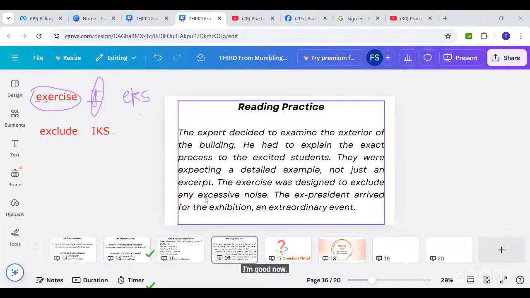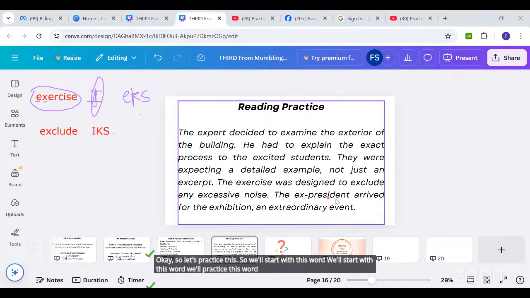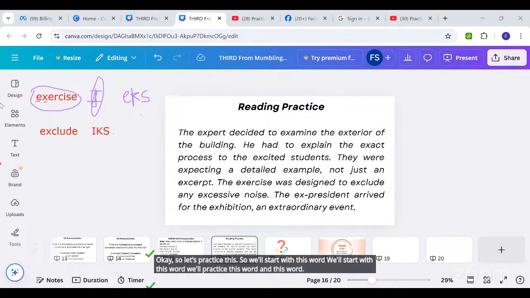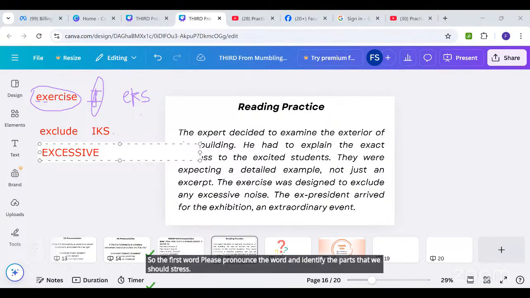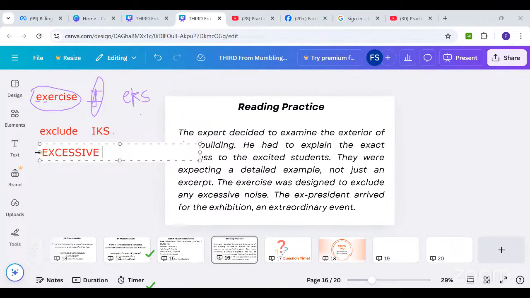Okay, so let's practice this. We'll start with this word. We'll practice this word and this word. So the first word, please pronounce the word and identify the parts that we should stress. Excessive. Yes, excessive. So what part are we stressing? Is it the first syllable, second, or third?